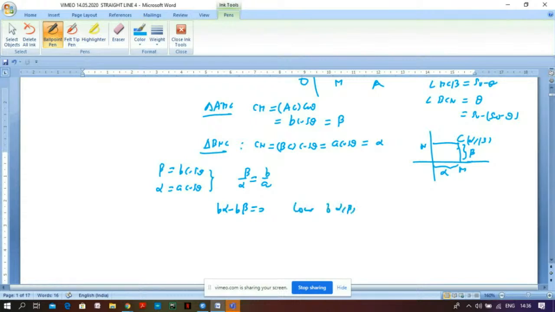locus of alpha beta. I can generalize alpha beta to a current point, and let's call it x comma y, as is the usual tradition. And so our locus happens to be bx minus ay equal to 0. And that's what my locus is.